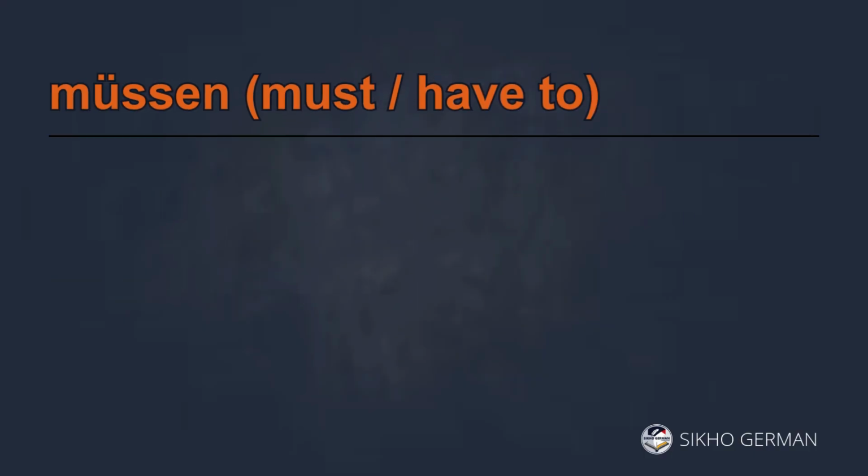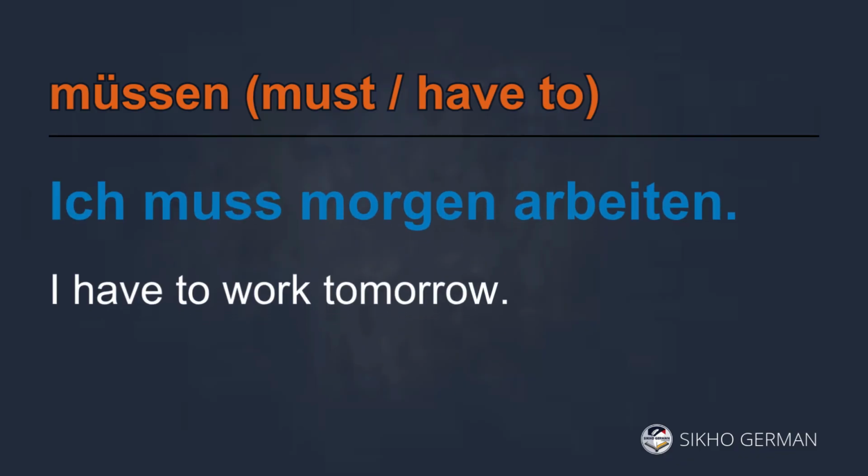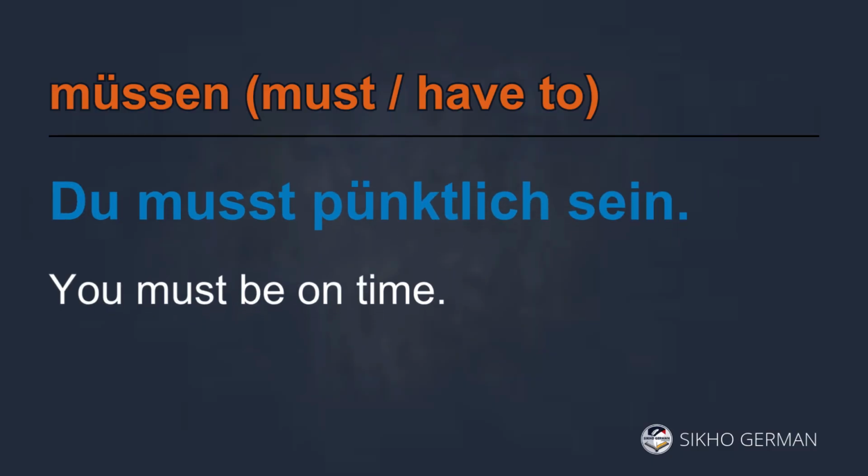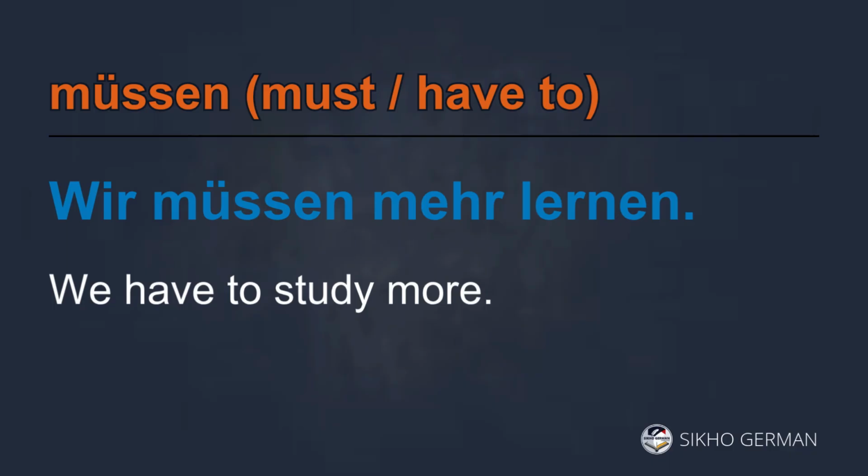Now we move to müssen, which means must or have to. Ich muss morgen arbeiten means I have to work tomorrow. So whenever there's pressure, duty, or necessity, müssen is often the right modal verb. Du musst pünktlich sein means you must be on time. This is a strong form of obligation or necessity. Wir müssen mehr lernen means we have to study more. Again, there is pressure, so müssen is the right modal verb.